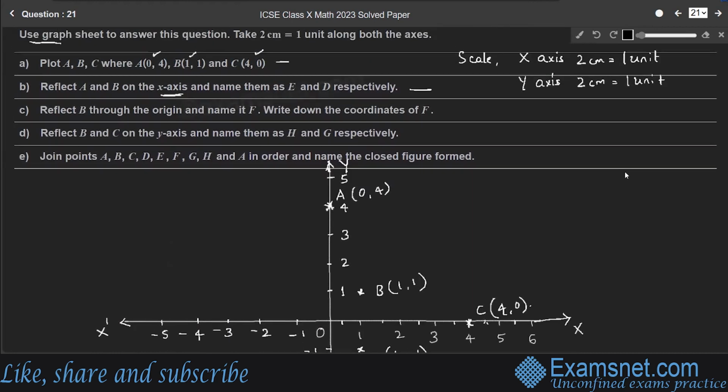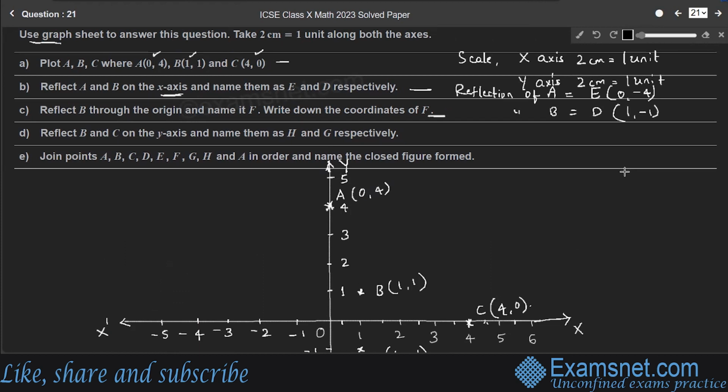Therefore, you have to write: reflection of A is equal to E, whose coordinates are 0 and minus 4, whereas reflection of B is D, whose coordinates are 1 and minus 1. Right?